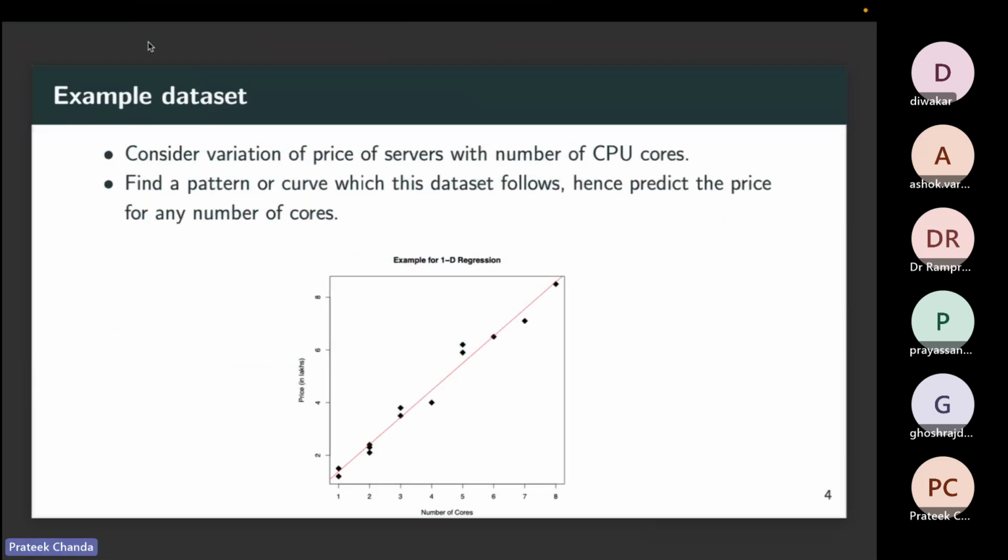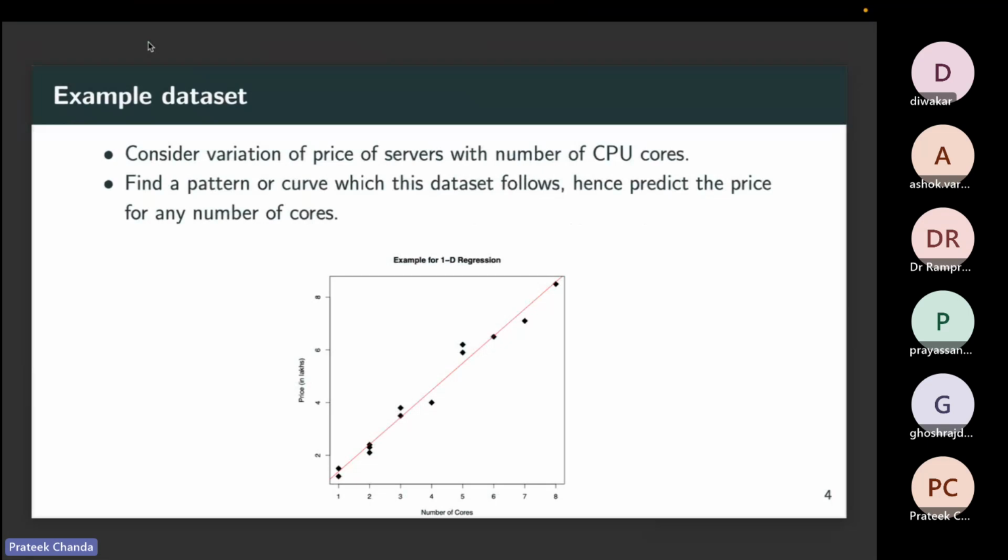An example of one-dimensional linear regression is as follows. Let's say on the x-axis we have the number of CPU cores.